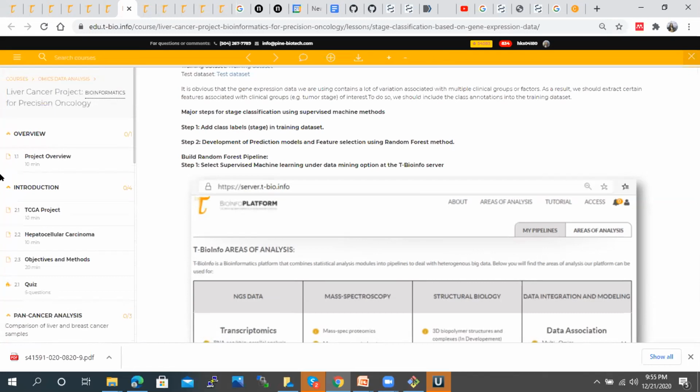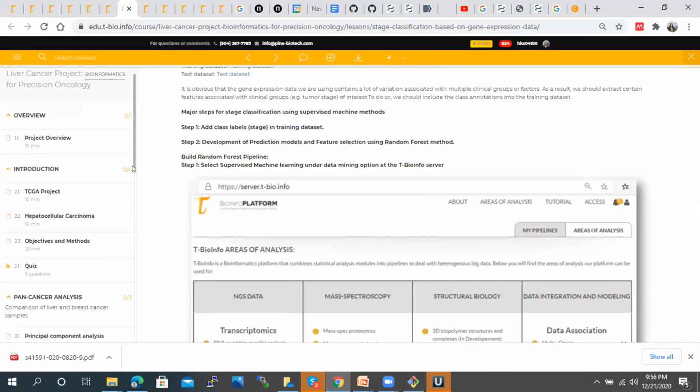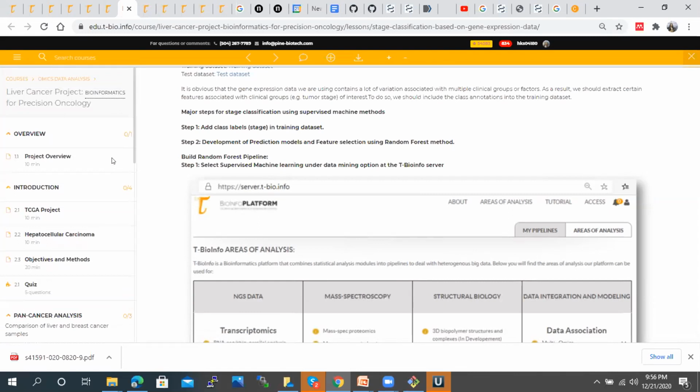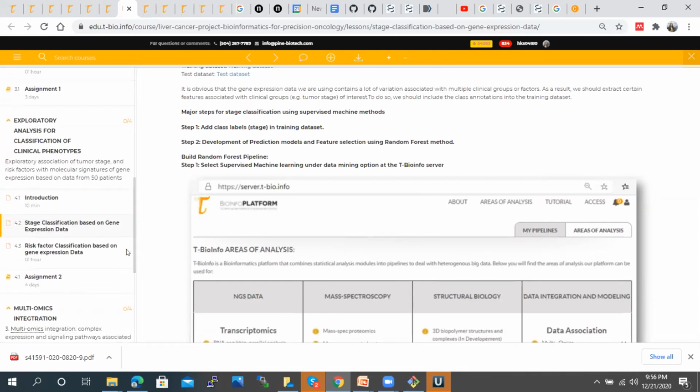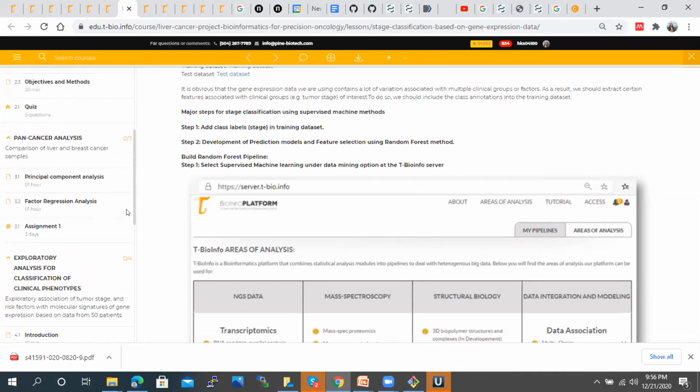At the start you will get the project overview and of course the TCGA project, then what hepatocellular carcinoma is, and the objectives and all these methods. You will learn all those things, and after that you have three or four different kinds of analysis. Even if you have your own data, after going through this project you will understand exactly what kind of analysis you can perform once you have any transcriptomics or multi-omics data.